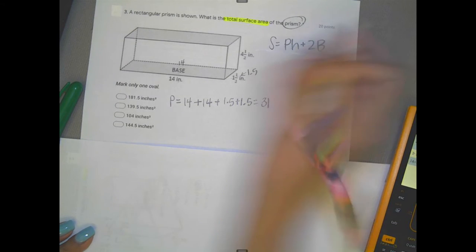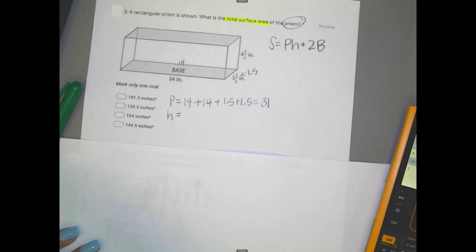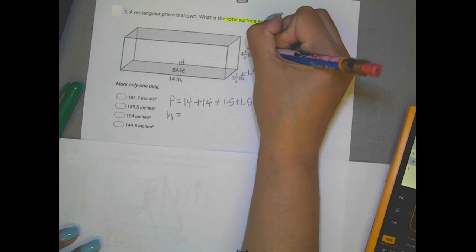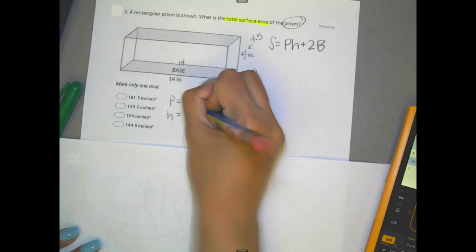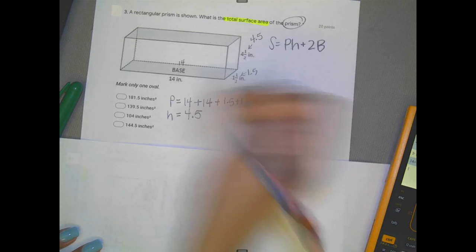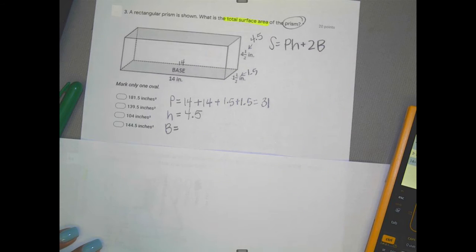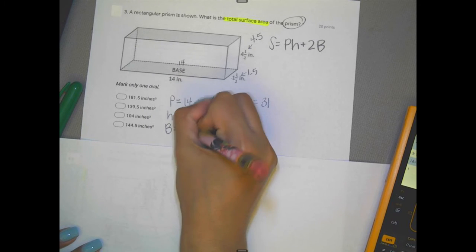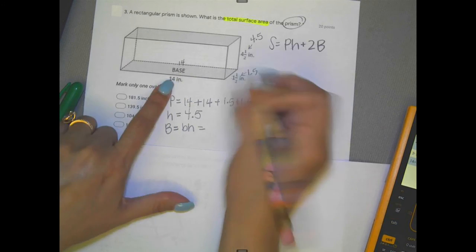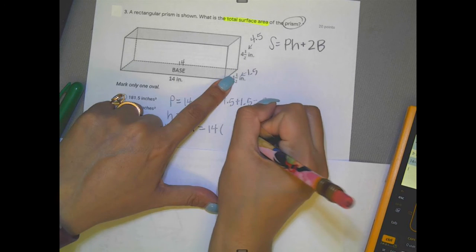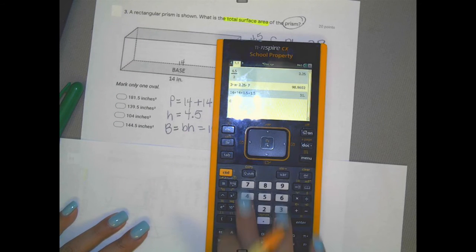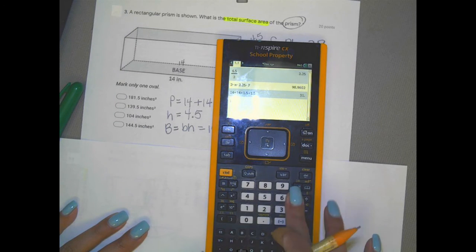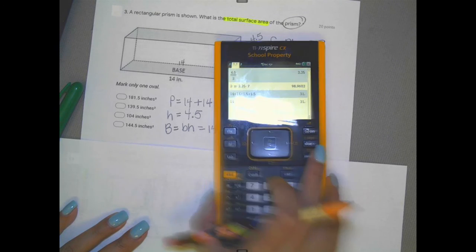And then my H, that's my height of my 3D figure, or that distance between the two rectangles, which is 4.5 when I turn it into a decimal. And then I need B, which is my area of the base. And on a rectangle, that's little b times little h. And that's going to be 14 times this other side, which is 1.5. So 14 times 1.5, and that gives me 21.